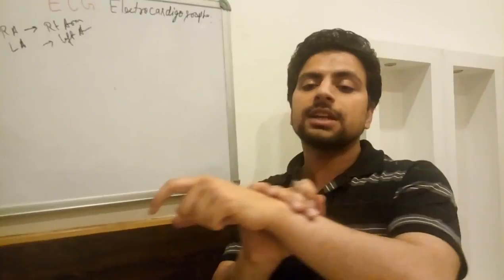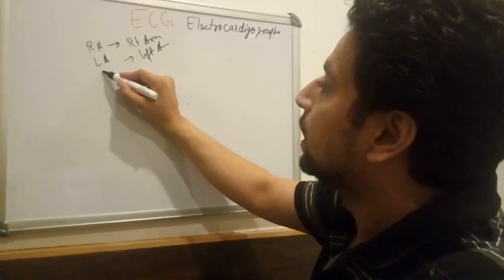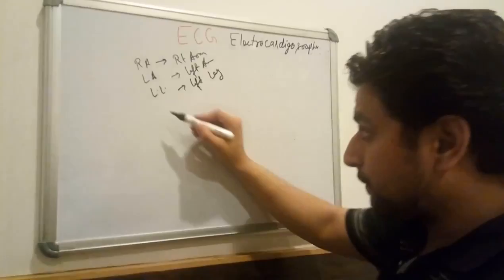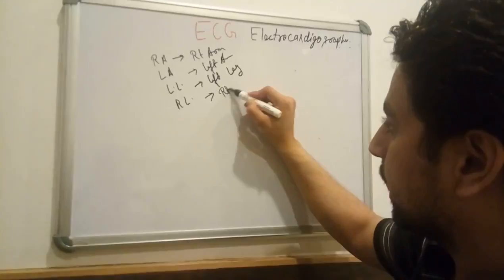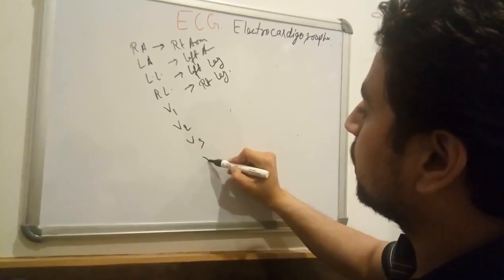All electrodes, they are visible. Earlier, we were seeing some colors, like red color in the right arm, black color in the right leg. But now everything is written in such a manner, so we have to understand. Then L, left leg, it's written like LL. If right, RL means right leg, RT I am representing here in such a way. And another also, like V1, V2, V3, V4, V5 and V6.